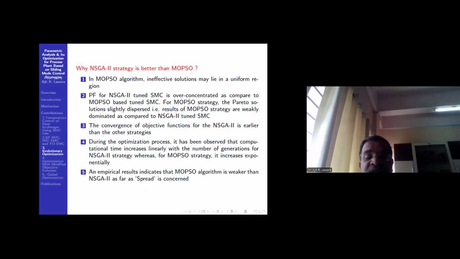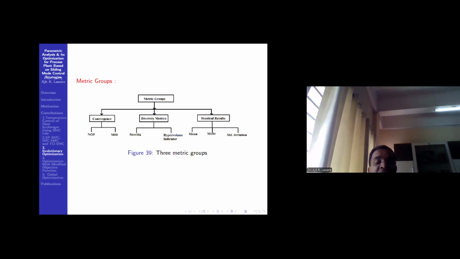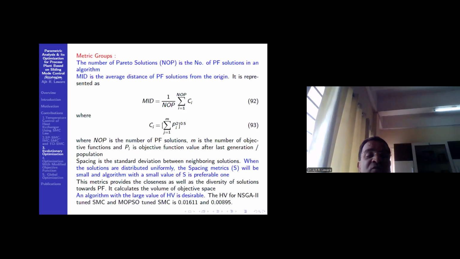Empirical results indicate that MOPSO is weaker than NSGA2 as far as spread is concerned. So these are the metric groups: convergence, diversity metric, and statistical result. NOP, MID (I will tell you later), spacing, hypervolume, mean, mode, standard deviation. The metric MID is the mean distance, the average distance. The number of Pareto front solutions we have already seen.